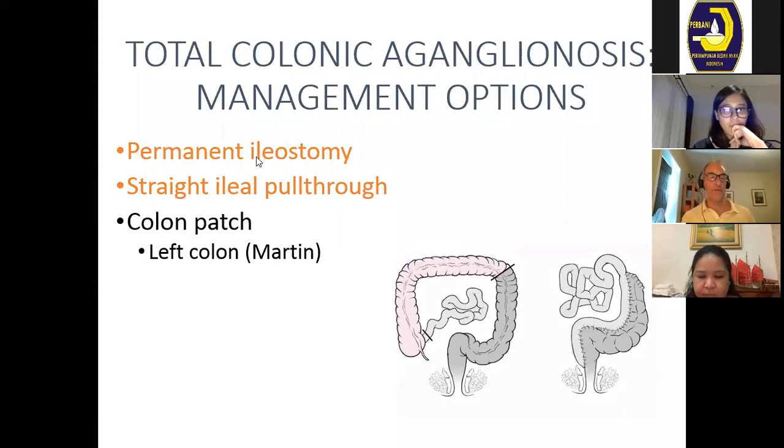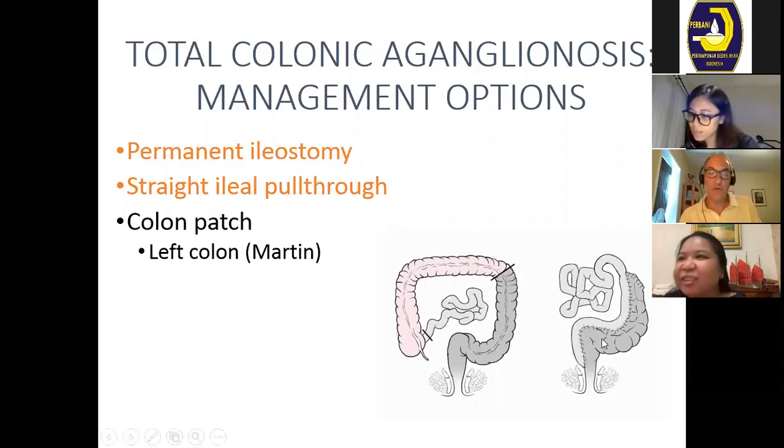There are two operations that we call a colon patch operation, where the idea was to leave more colon behind so that the colon, which was aganglionic, but is good at absorbing water. So the idea was to do a long anastomosis between the ileum that has motility and the colon that absorbs water. And this is the Martin operation designed by Lester Martin, which is really a long Duhamel operation, leaving the whole left colon in there.